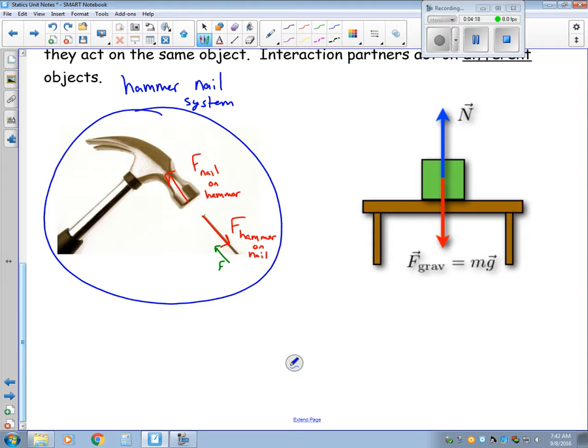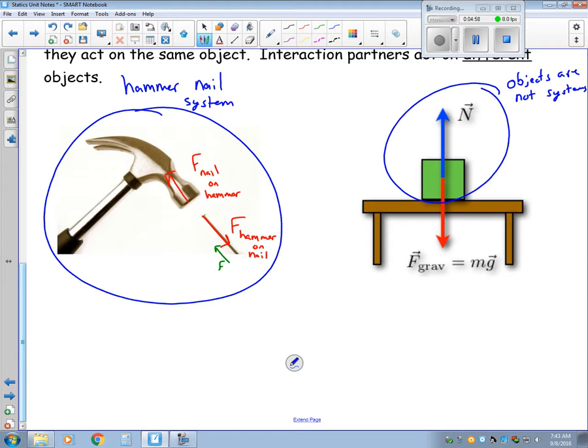Let's take a look at this right here. Notice that these two forces, the force due to gravity and the normal force, are equal in strength and opposite in direction. However, this is not a system. It's not a system. So those two forces are not interaction partners. They're not interaction pairs. So how can I rectify this?